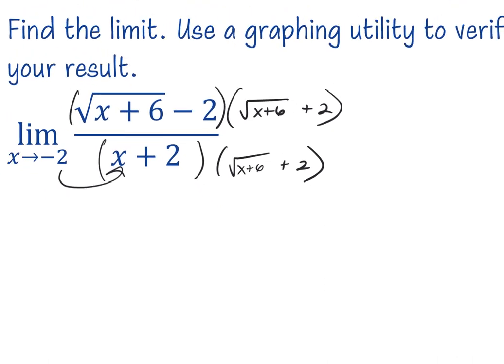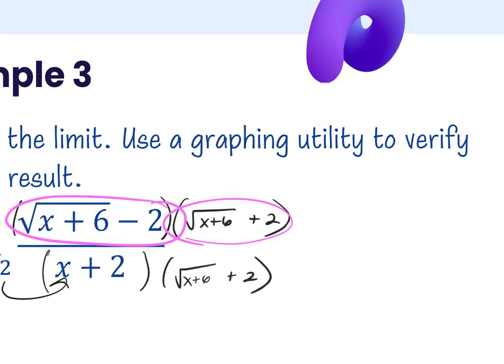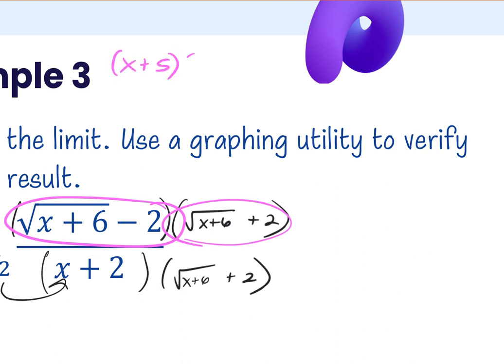So in the numerator, these are opposite expressions, right? They both have the same first term, they both have the same second term, but one's a plus and one's a minus. So if you think about it, this would be like multiplying an x plus 5 and an x minus 5. What happens there? X squared minus 25. Good. It produces the difference of two squares.